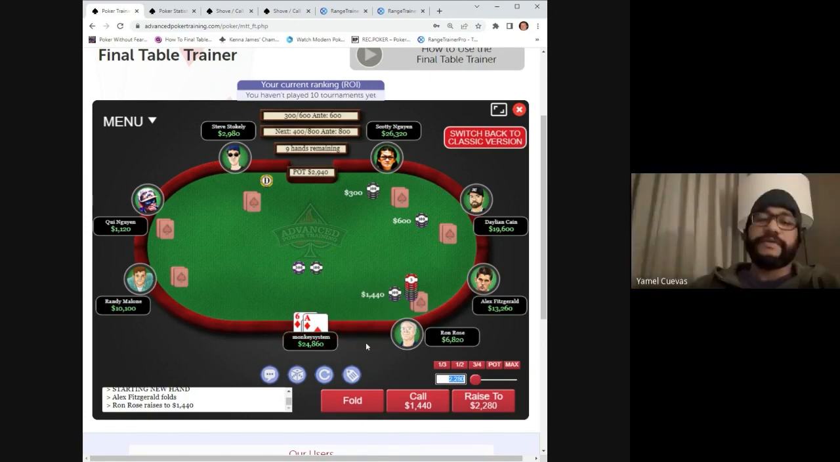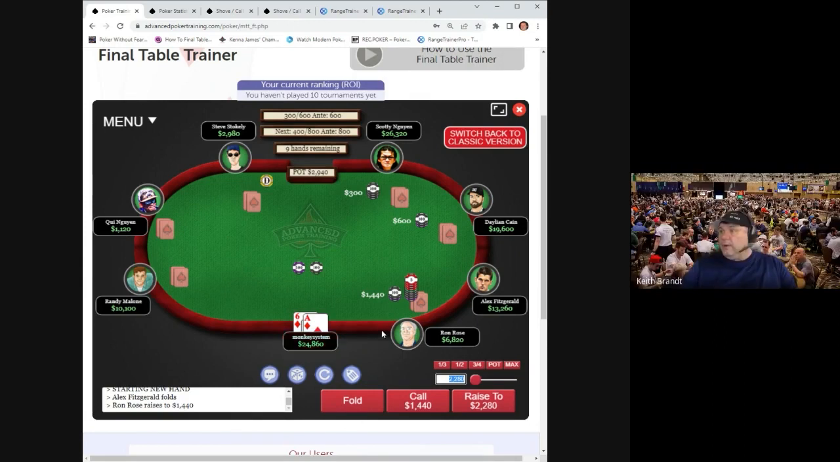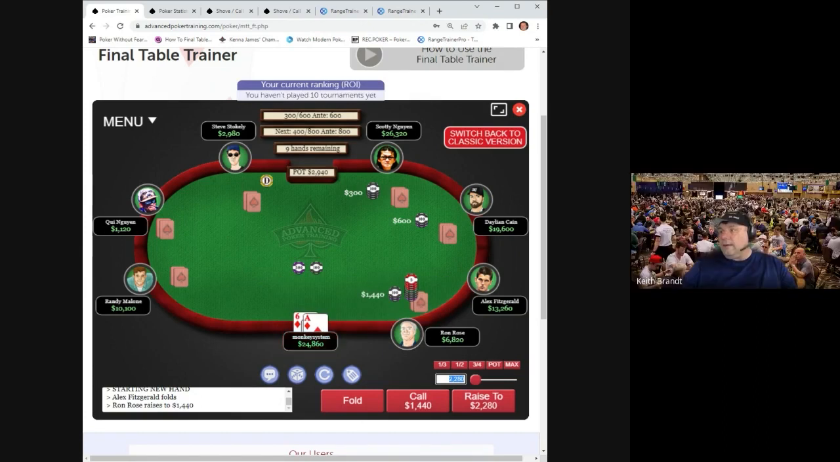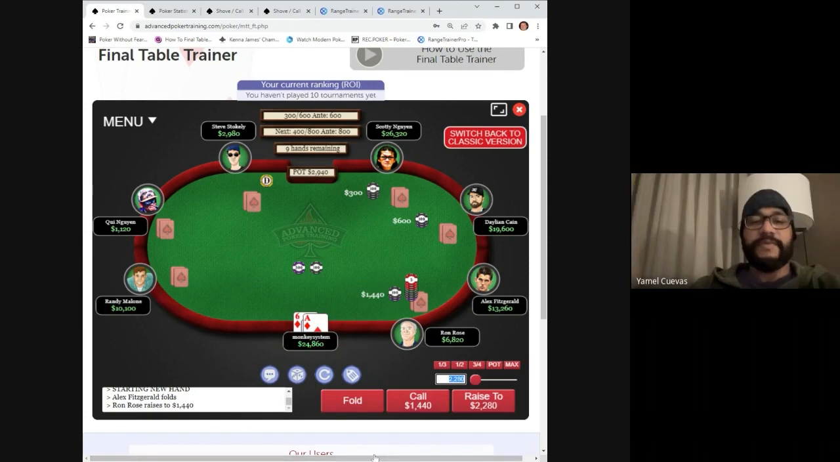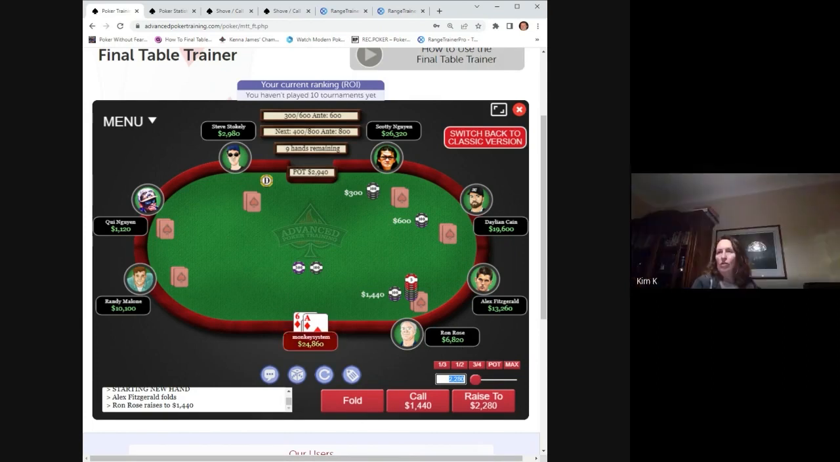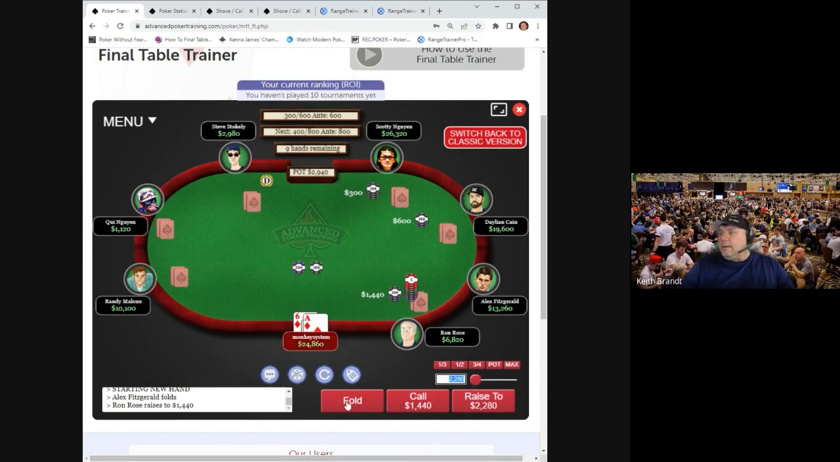It's an early open, so I think I'd rather not get involved in a position with three people left to act. I would fold here. We've got no implied odds. You just want to keep your chip stack intact here. And with zero implied odds. So.